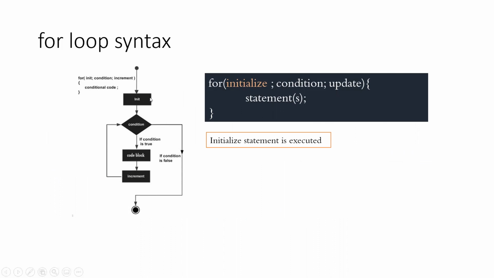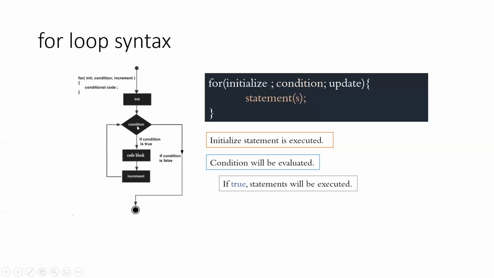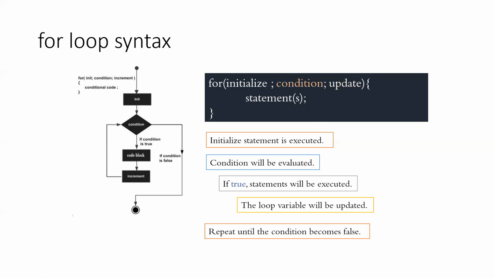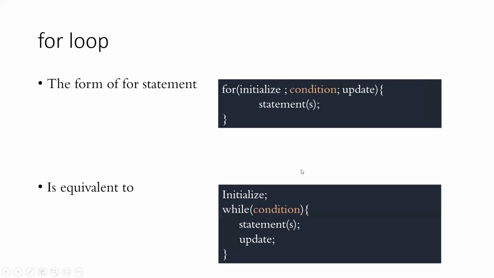So you initialize first, and then the condition will be evaluated. If the condition is true, the statements inside the loop body will be executed, after which the loop variable will then be updated, and it will repeat until the condition becomes false. As you can see, this is equivalent to your while statement.